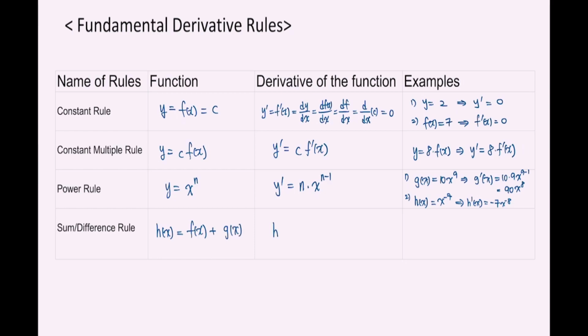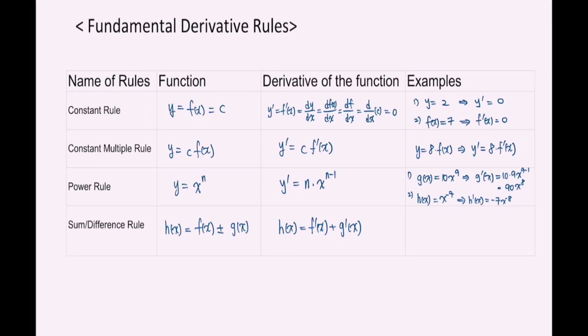Then the sum rule says the derivative of a sum of functions is the sum of their derivatives, which is h prime of x equals f prime of x plus g prime of x. And it also applies in subtraction as well. So this includes a minus sign in between the functions.